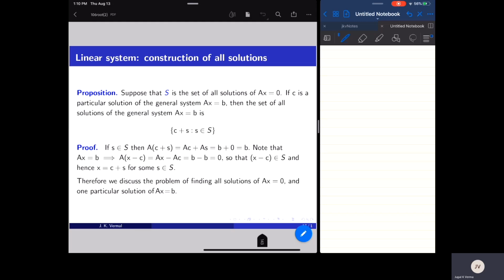Therefore, the problem of computing all solutions of a system of linear equations is broken into two sub-problems. The first problem is to write down all solutions of the corresponding homogeneous system Ax equal to 0. The second problem is to find one particular solution of Ax equal to B, and then suppose C is that particular solution, we can translate all the vectors in the set S by this fixed vector C to get all solutions of Ax equal to B.